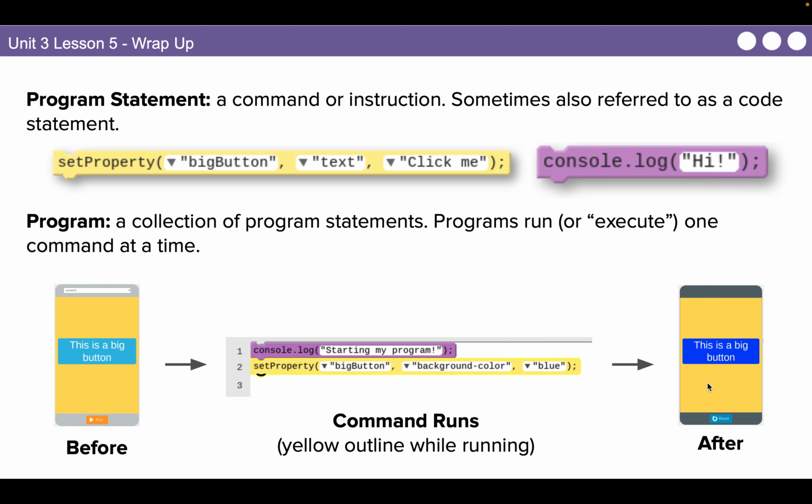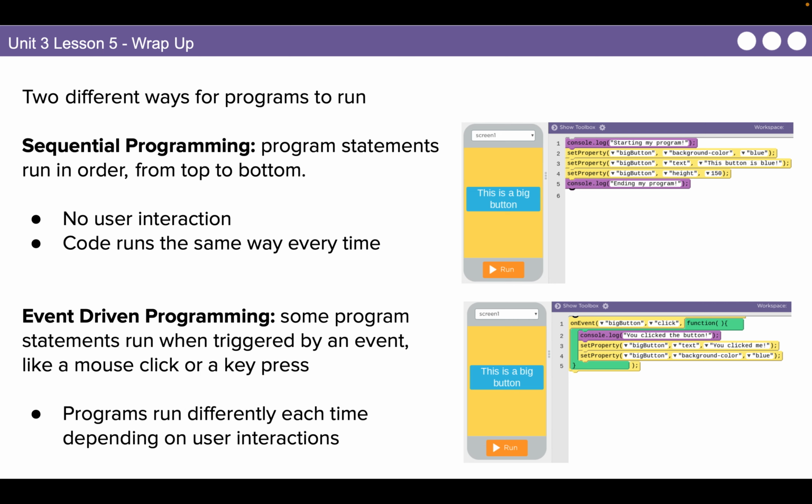And there are two different ways for programs to run. If there are no on events, then the whole program is using sequential programming. So all the program statements run in order from top to bottom, and they're not impacted by user interaction. And so they'll run in the same order every time.